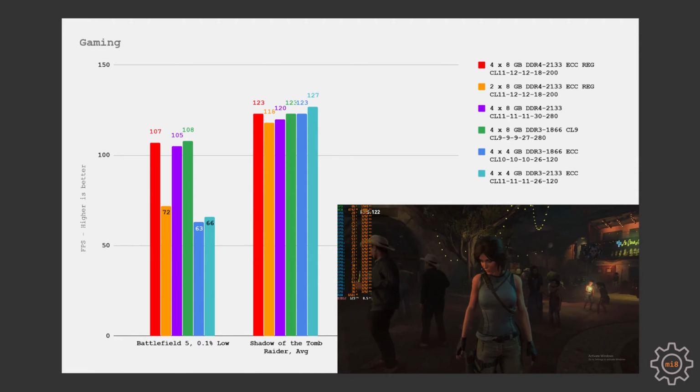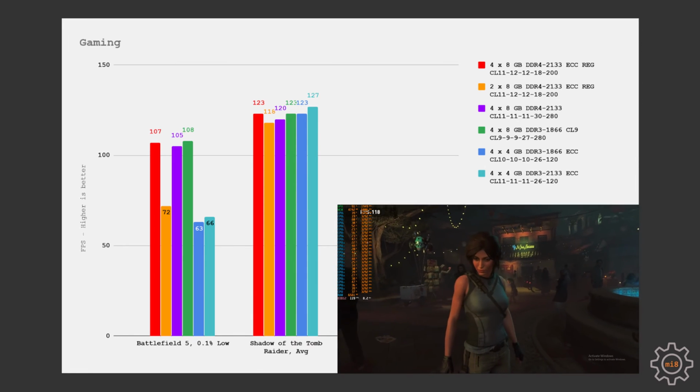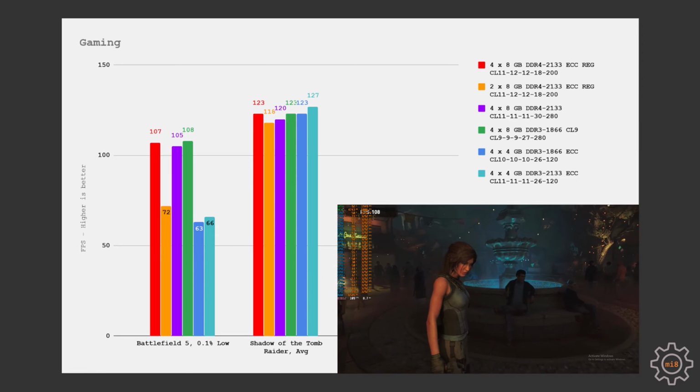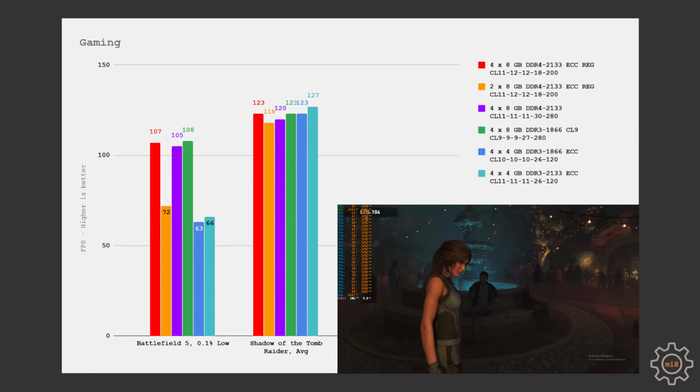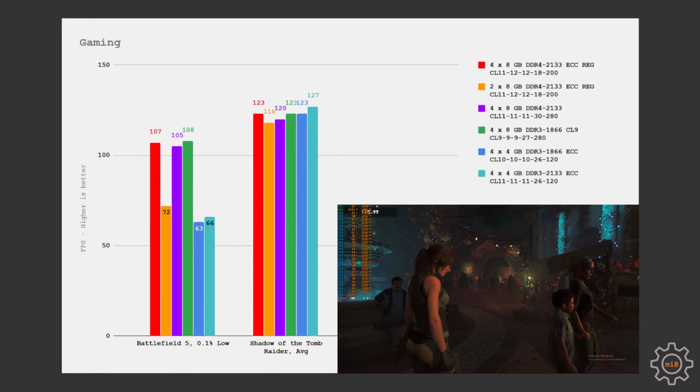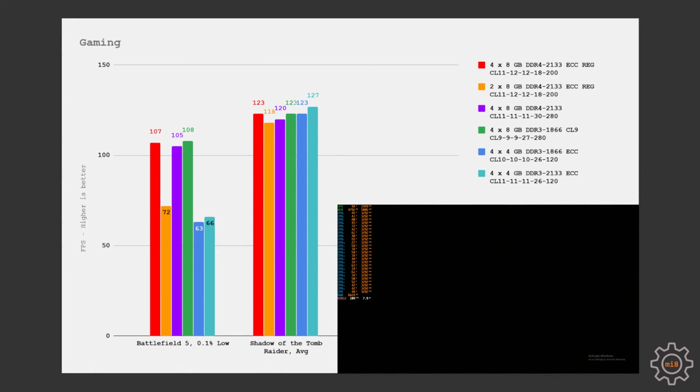All the other configurations are providing basically identical result, having 123 FPS on average, with one outlier. This is dual channel configuration, 16GB of DDR4 2133 ECC registered RAM CL11. Obviously, in this game, having quad channel configuration is giving some benefit.